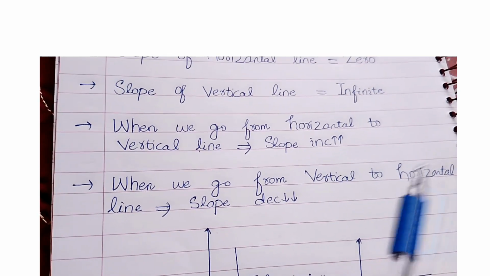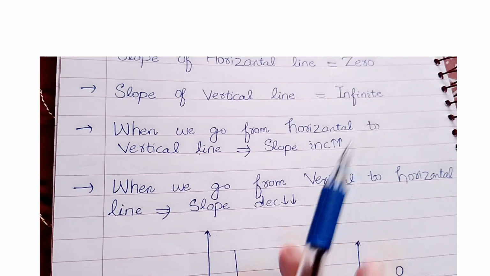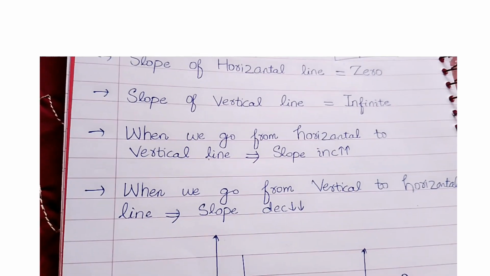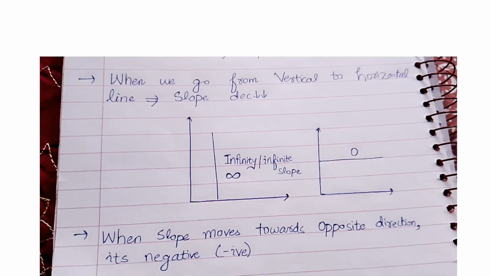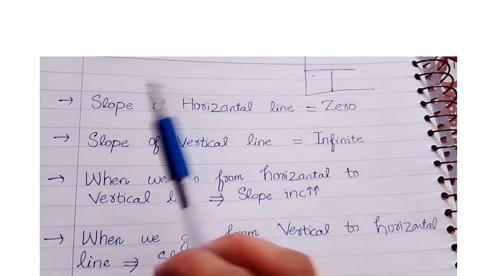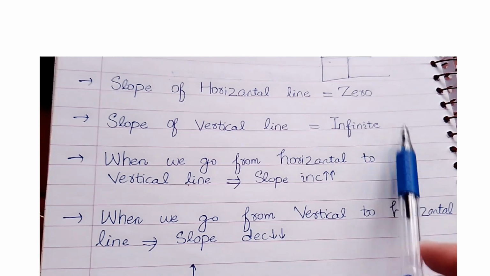I am explaining these things here because they will be very helpful to you in the next questions, in the related questions, and also for this question. Let me repeat it for you. For the horizontal line, slope is 0. For a vertical line, slope is infinite.